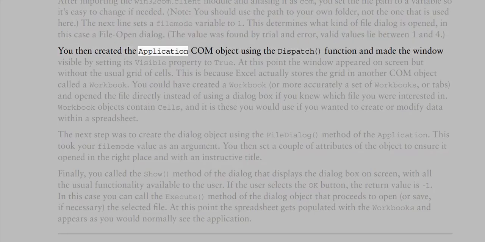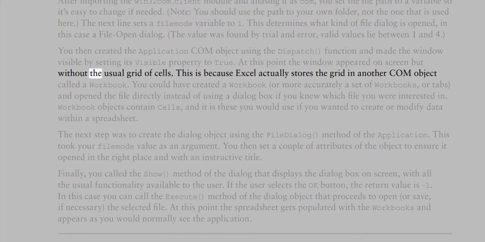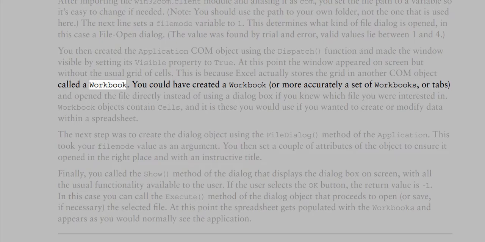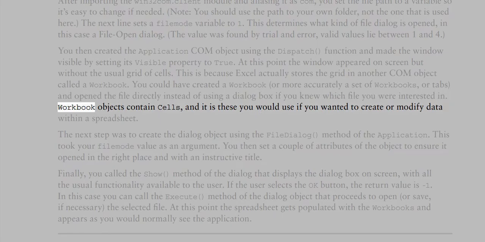You then created the application COM object using the Dispatch function and made the window visible by setting its Visible property to True. At this point the window appeared on screen but without the usual grid of cells. This is because Excel actually stores the grid in another COM object called a workbook. You could have created a workbook, or more accurately a set of workbooks, or tabs, and opened the file directly instead of using a dialog box if you knew which file you were interested in. Workbook objects contain cells, and it is these you would use if you wanted to create or modify data within a spreadsheet.